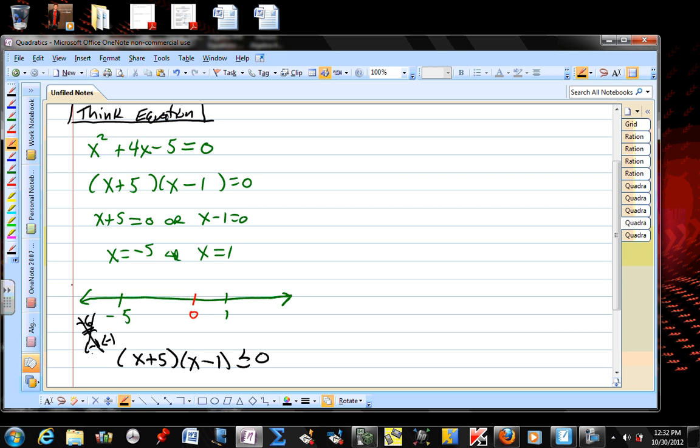Now let's pick a number in the inside middle region. Okay, let's see, how about 0, because that's an easy number to work with. Let's replace x with 0. 0 plus 5 is positive 5. 0 minus 1 is negative 1. And positive times negative is negative. Are negative numbers less than or equal to 0? And the answer is, well, yes. So now, the middle region is true, so we're going to shade everything in the middle region. Since we're less than or equal to, we're going to have a solid dot on each part of our number line, and we'll shade this entire region in between negative 5 and positive 1.